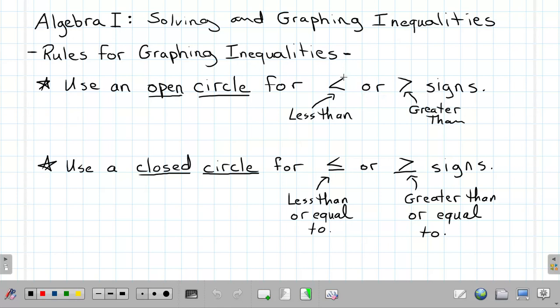Less than sign. You might have heard these referred to as hungry alligators. The hungry alligator always wants to eat the bigger side, so it opens its mouth to the bigger side. In this case, the less than symbol means whatever's on the left is less than, meaning it's littler than whatever's on the right. So the alligator wants to eat what's on the right.